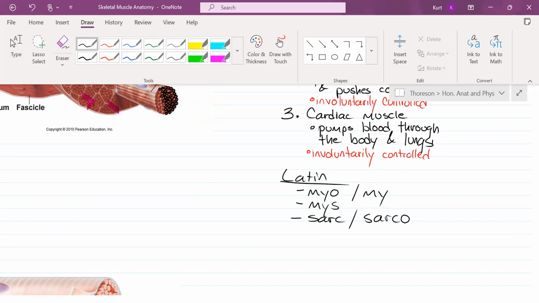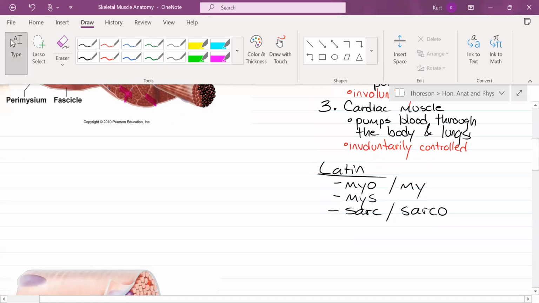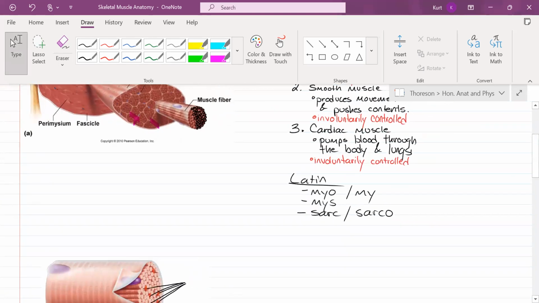There's a condition called myocarditis, heart muscle inflammation. Myo muscle, cardio heart, itis inflammation. Myopathy, muscle disease. Okay.